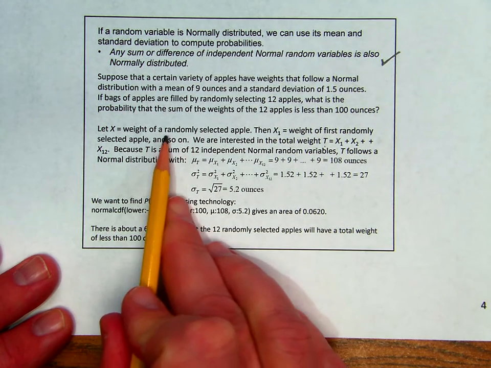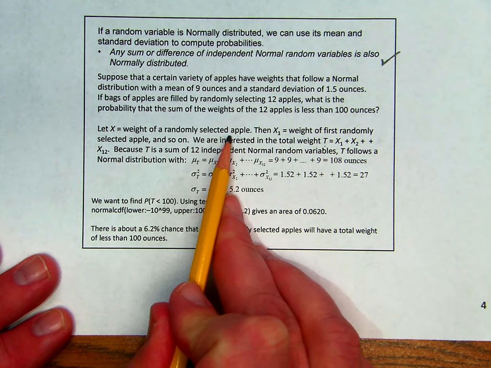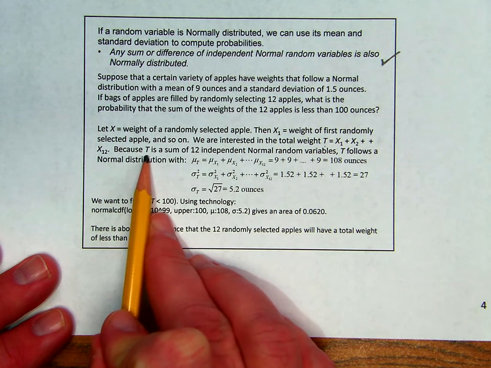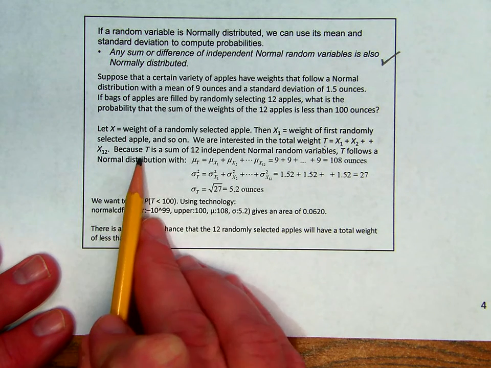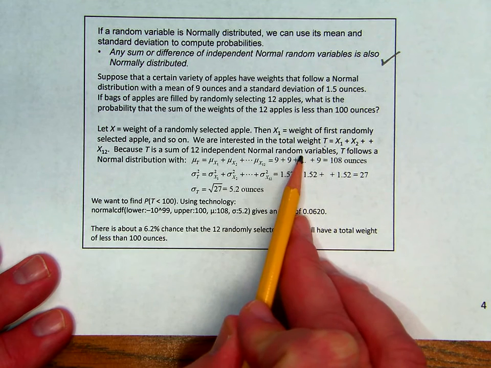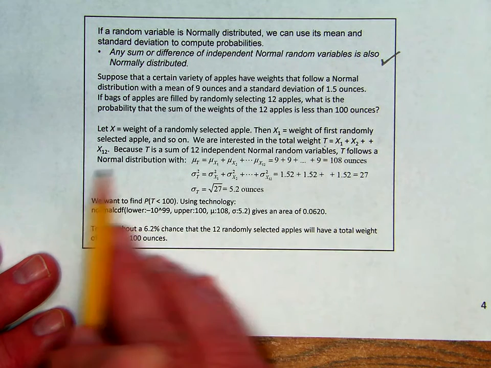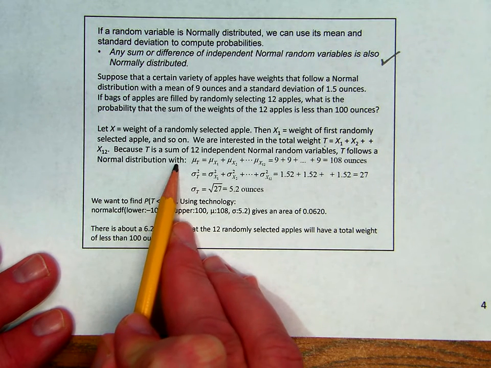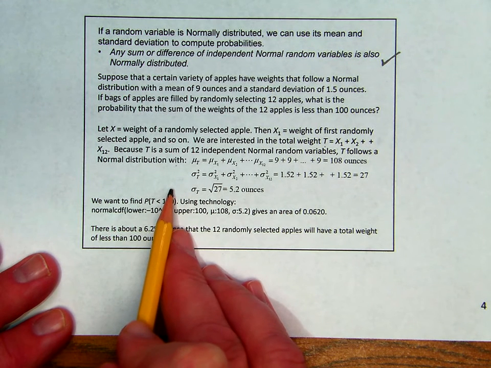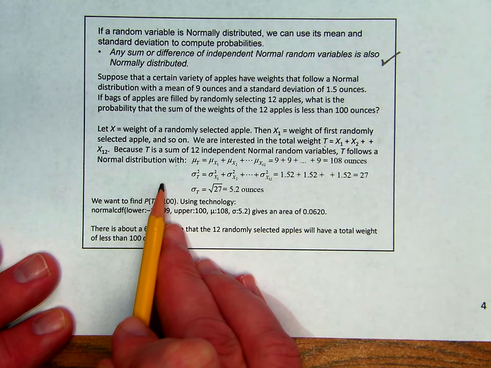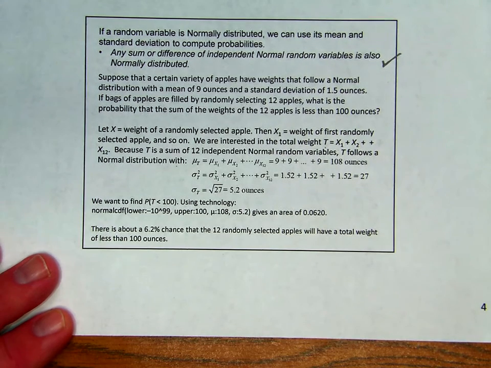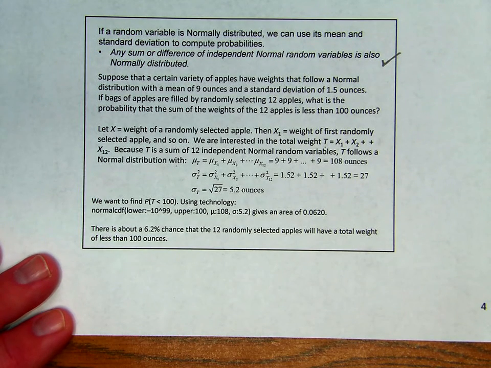So if the apples are randomly selected, that means that we can reasonably assume that we have independence. So because T is a sum of 12 independent normal random variables, T follows a normal distribution. Because we're dealing with normal random variables, and we do assume them to be independent, that means the sum or difference will also be normal.